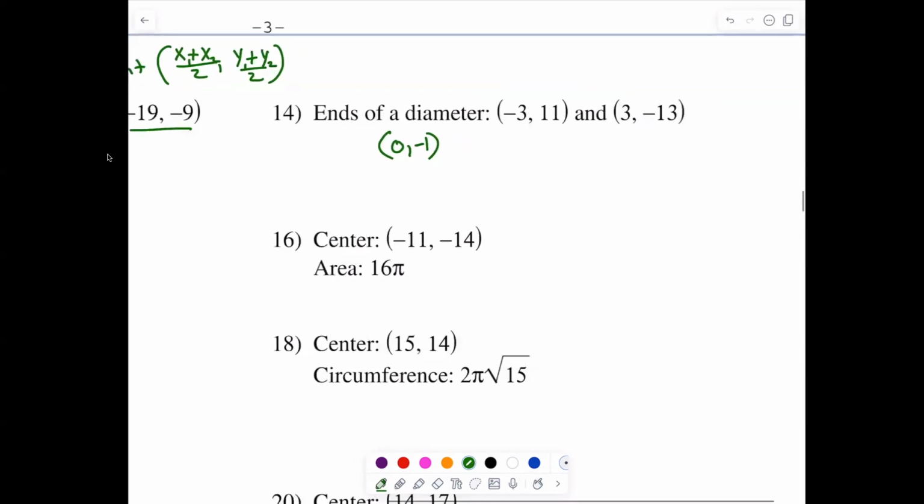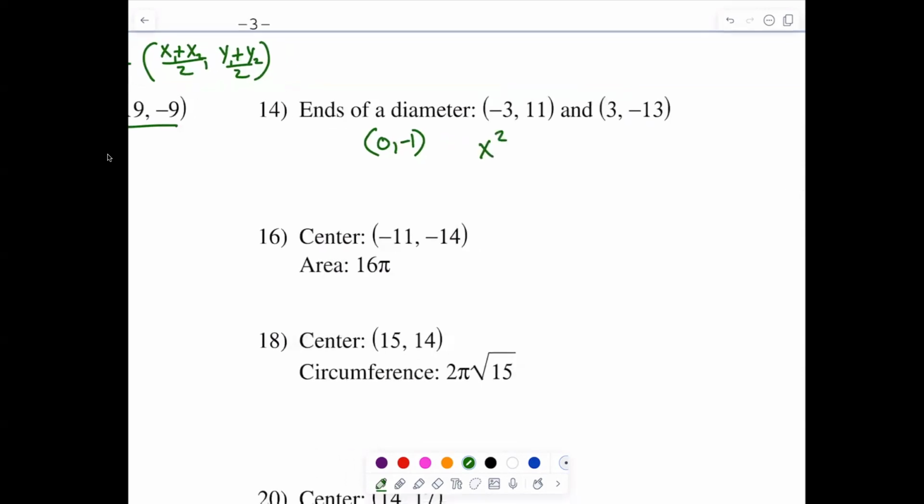All right, so now let's write the equation. X squared plus y plus 1 squared. I don't know what the radius is, because -3, 11 is up here, and 3, -13 would be way down here. Does everybody agree with that? So here's the center. Now watch how simple it is to calculate what R is.